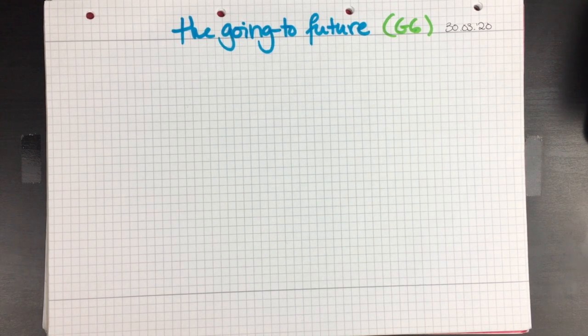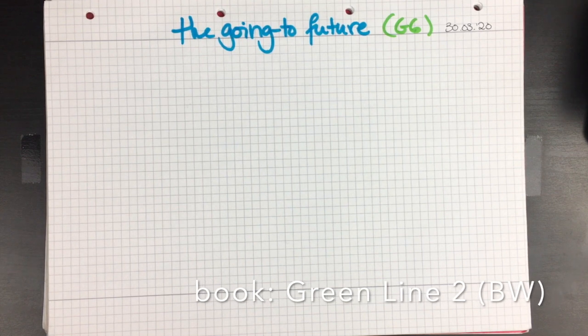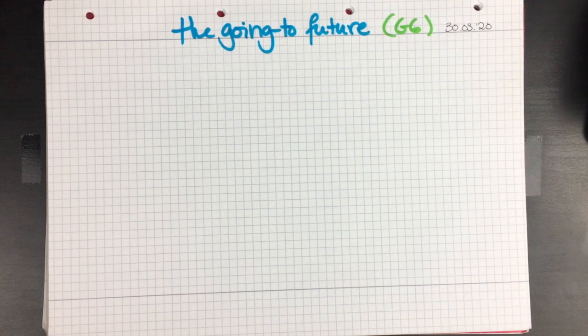Hello and welcome to my learning video about the going to future. I am referring to the book Green Line 2 for Baden-Württemberg, and in this it is grammar number 6. So if you want to read along, just open that page and follow my video.